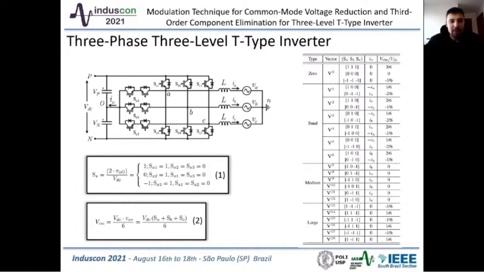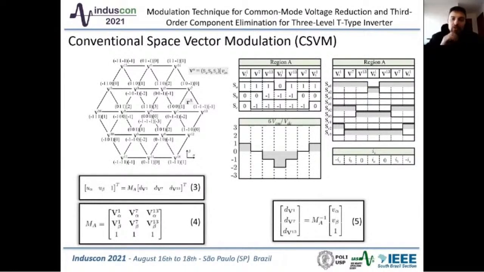In this paper, we're working with the T-type inverter, which is a three-level topology. Considering the space vector modulation strategy applied to the T-type, we have 19 vectors with 27 different implementations, summarized in the table on the right. The normalized phase voltages are defined by equation 1, and the common-mode voltage is defined by equation 2. In the conventional space vector modulation strategy, all vectors are considered in the space vector diagram. Because we are using all vectors and all implementations, in the conventional modulation we have a lower total harmonic distortion and reduction in the voltage ripple on the capacitors. However, we have a high common-mode voltage. The switching sequence is illustrated in the figure on the right.